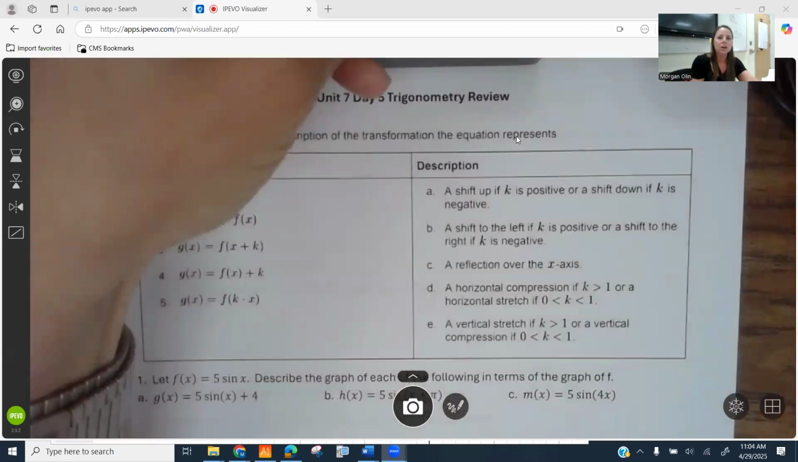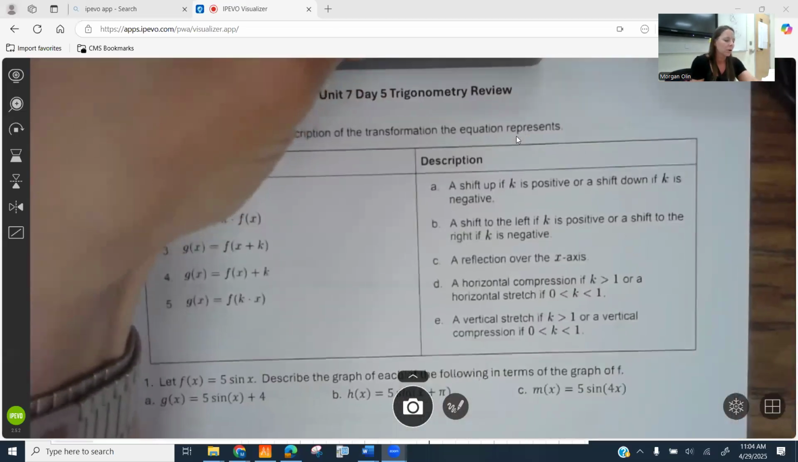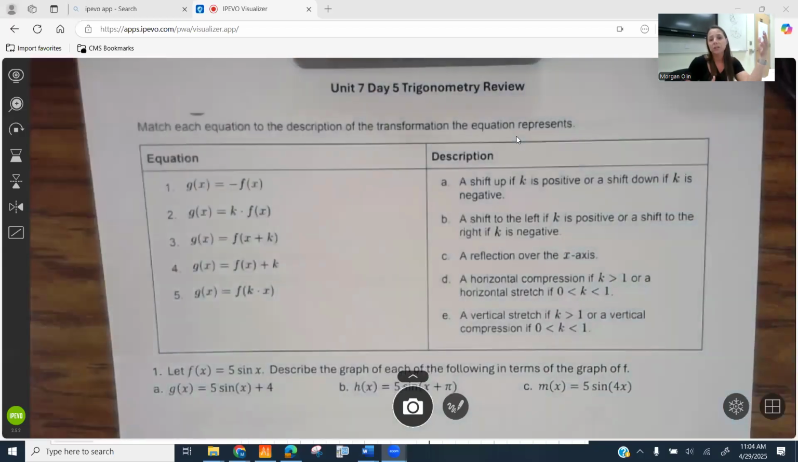So you can go along with us as we go over, or my suggestion is try to do the problem and then come back to the video to see if you can get them correct. That'll be the best way to determine if you actually know what you're doing with trigonometry or if you need more help with it. Okay, so let's match each equation to the description of the transformation the equation represents.